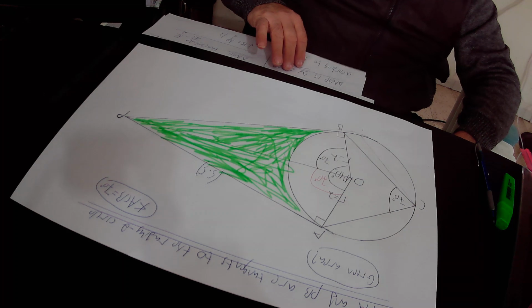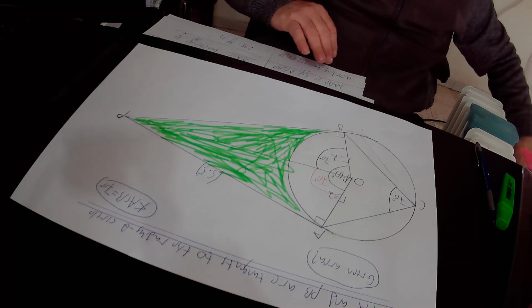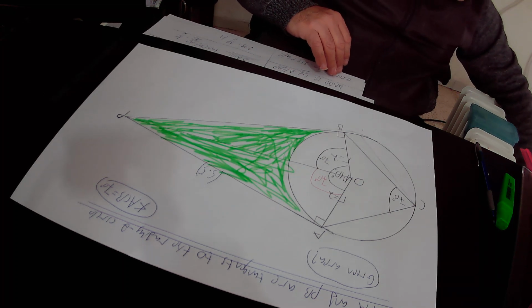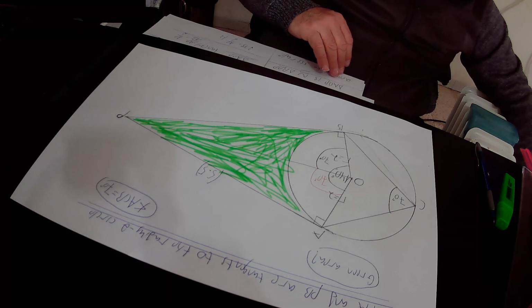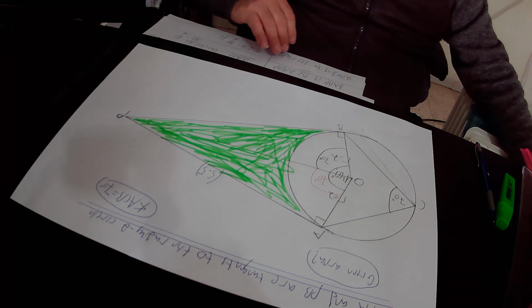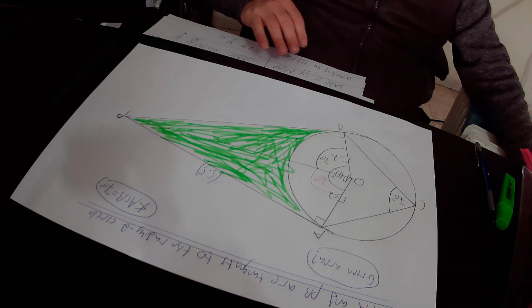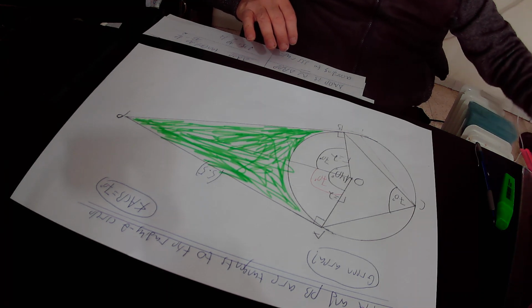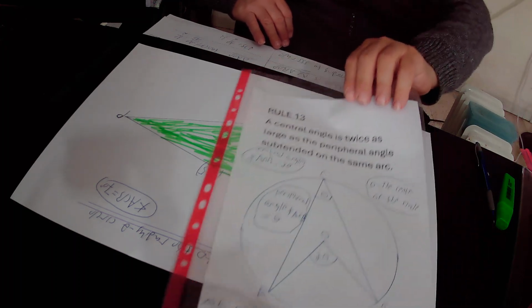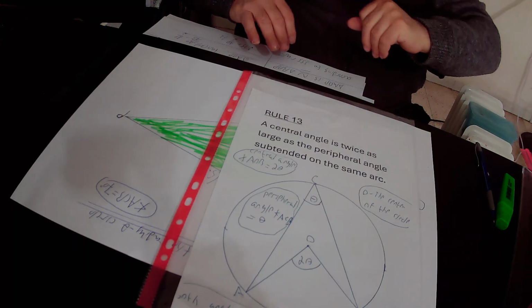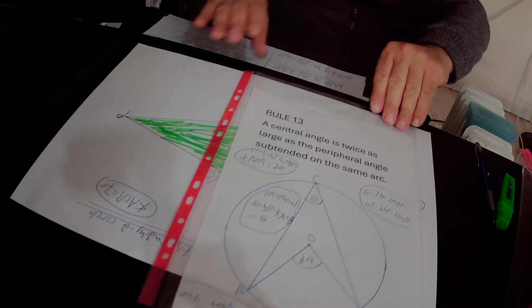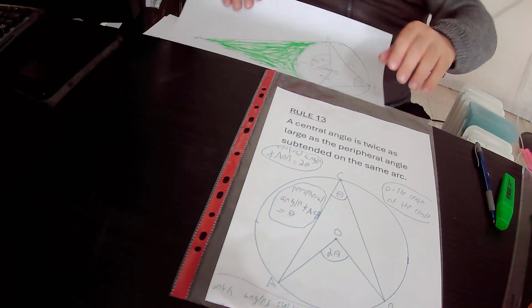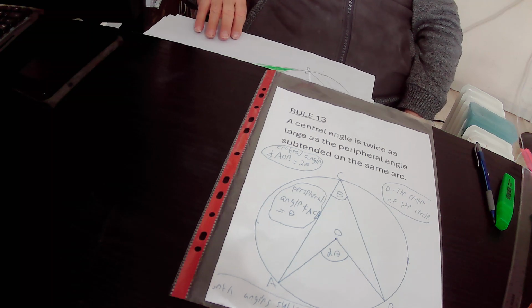In the next step, I presented to you a new rule, and we implemented the new rule in our drawing. The new rule is rule 13. According to rule 13, a central angle is twice as large as the peripheral angle that is subtended on the same arc. Repeating rule 13: a central angle is twice as large as the peripheral angle subtended on the same arc.